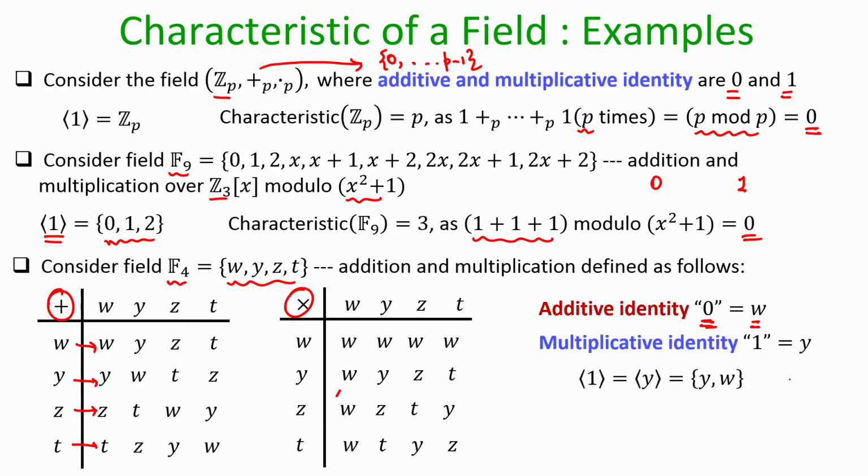In the same way, the multiplicative identity here is Y, because if you see the column under Y in the multiplication table, each element when multiplied with Y gives you back the same element.